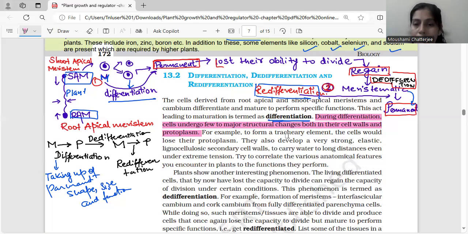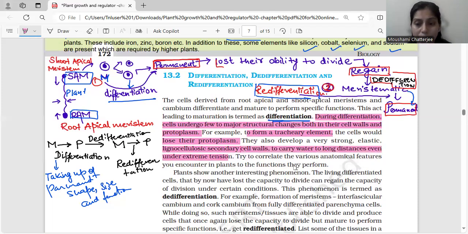For example, to form tracheary elements, you know what are tracheary elements? Xylem and phloem. The cell would lose their protoplasm. So for the plants to form tracheary elements, they are going to lose protoplasm. They also develop a very strong elastic lignocellulosic secondary cell wall. Okay. So they also will try to develop this cell wall, which is made up of lignin and cellulose. This is very, very important to carry water to long distances, even under extreme tension.